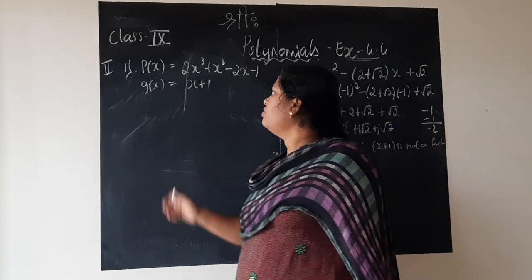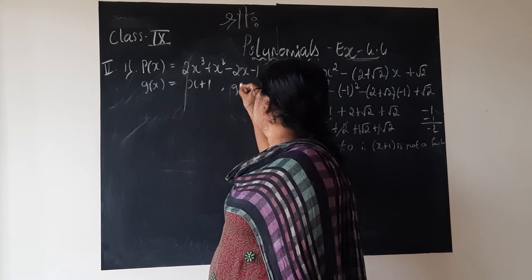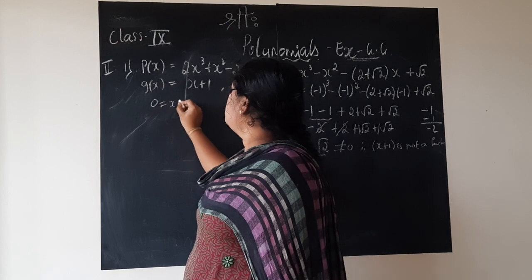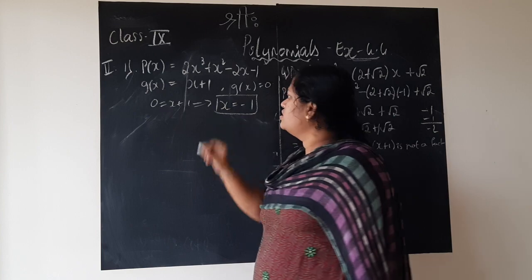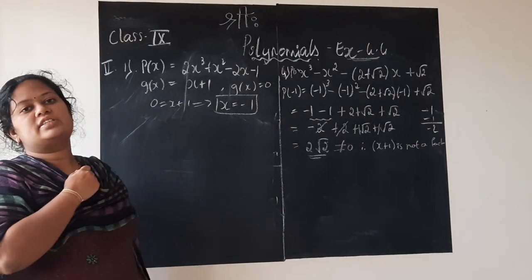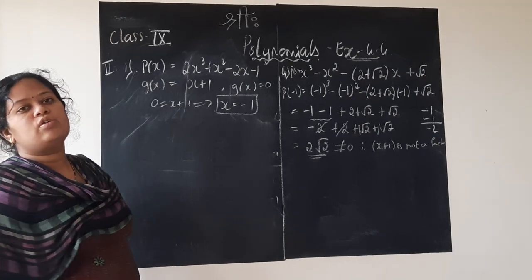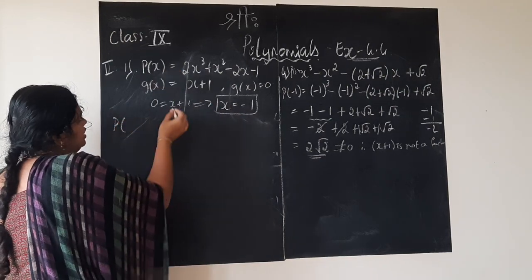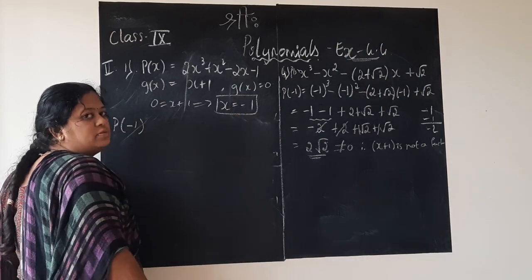Yes, so G of x is x plus 1 means what? In place of G of x, you make G of x to be equal to 0. Then 0 equals x plus 1 means clearly this implies x is equal to minus 1, children. So as we did for the previous problem, here also whatever G of x is given, children, equate it to 0. When you equate it to 0, you will get some value of x. Whatever value of x you will get, you have to substitute that in P of x. So P of x is this. In place of x now, from this we need to substitute minus 1.